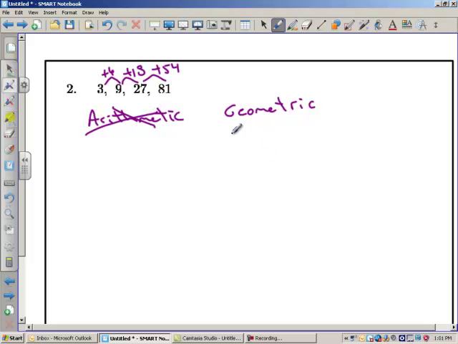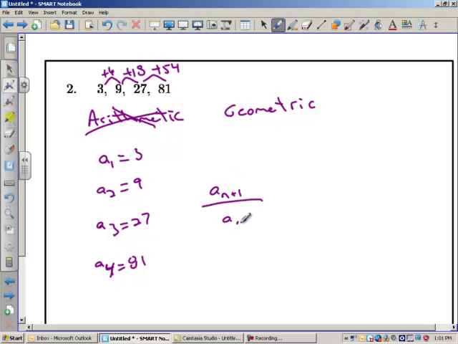Now, to see if it's geometric, you take any term and divide it by the previous term. I've got a sub 1 is 3, a sub 2 is 9, a sub 3 is 27, and a sub 4 is 81. So all you do is take any term and divide it by the one before it. For example, I could take a sub 4 and divide it by a sub 3. 81 divided by 27 gives me 3.